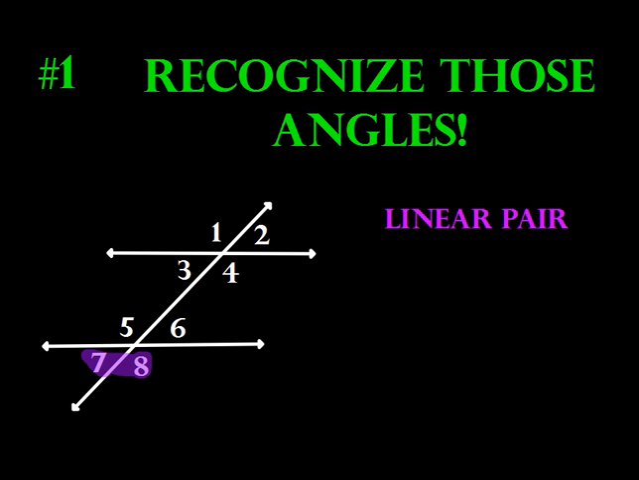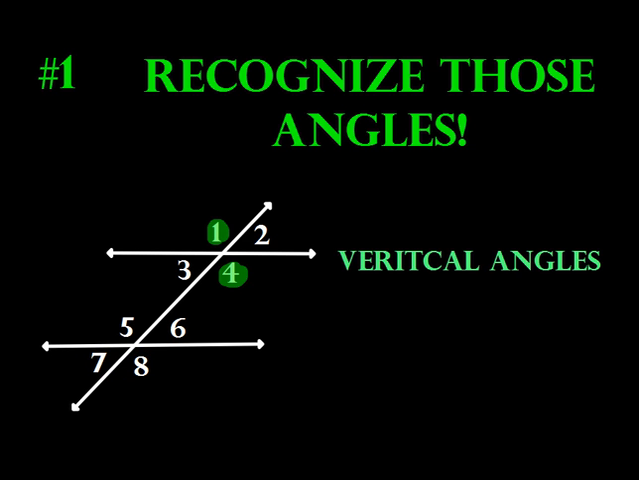We also had our linear pair, which if you recall are supplementary angles and adjacent. And finally, we had our vertical angles. Those are the angles that fall across from each other in the crisscross pattern.